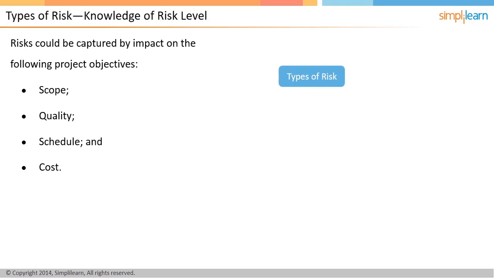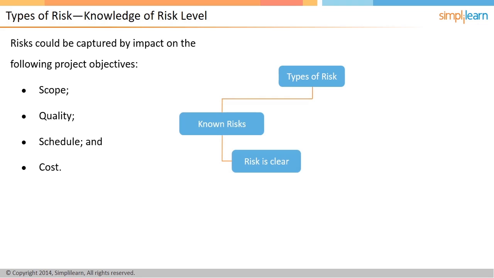Risks are also defined in terms of uncertainty. A known risk is a risk that is clearly identified and its impact is clear. For example, you know that a colleague of yours is resigning, and this will impact your project, and you have a resignation date which is known.